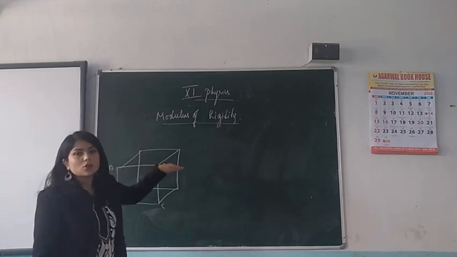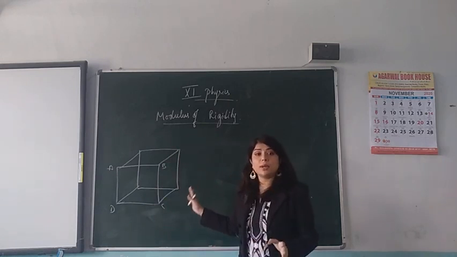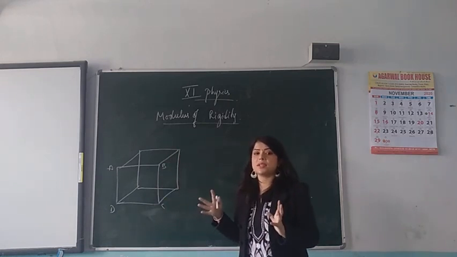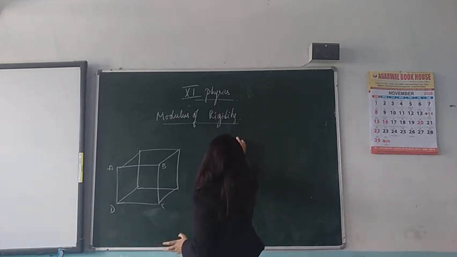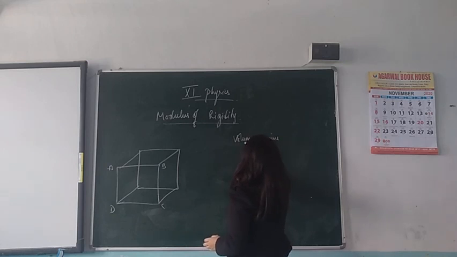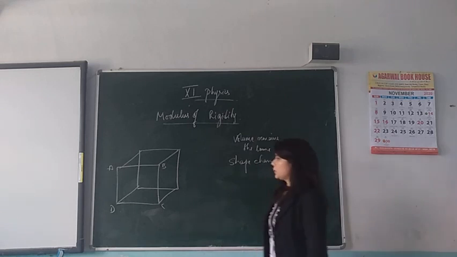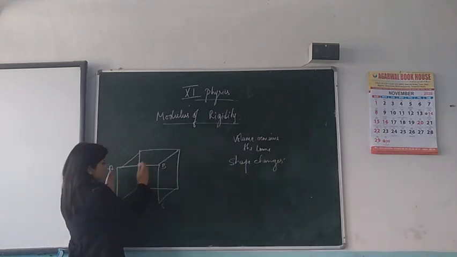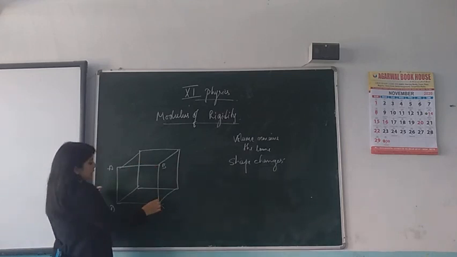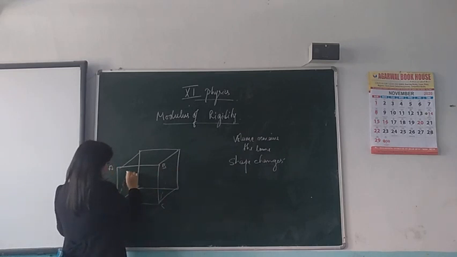If I apply a force at the top surface, the volume, the size of this body remains the same. What changes is the shape of the object. So how does the shape change? If you apply a tangential force, then its shape will change only at the top surface.